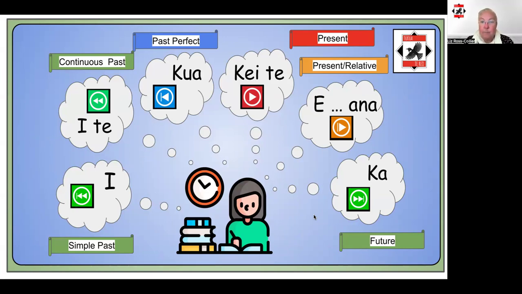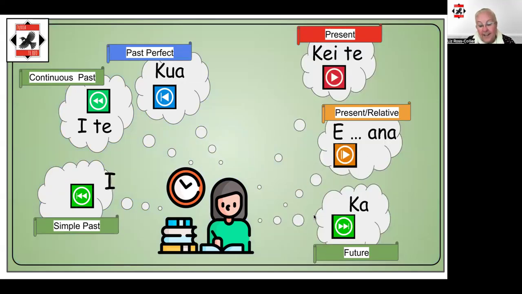So in this diagram we have our 6 tohu starting with the 3 past tense markers, i, ite and kua, our 2 present tense markers, kei te and e ana, and the future tense marker, or tohu, which is ka. I've dropped the English grammar terms in here too, if you're interested in learning them.